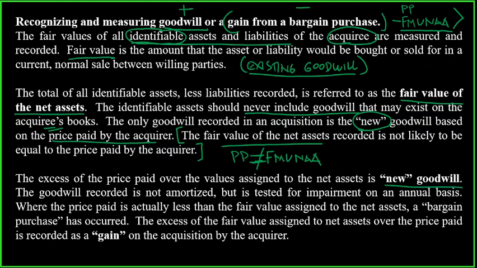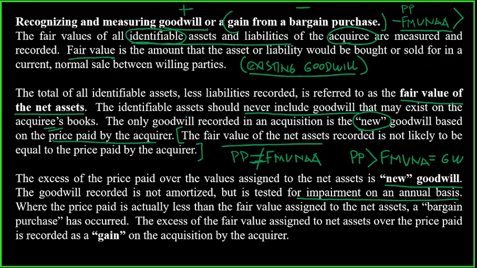Okay, so again, let's try to understand that, no? The excess, ibig sabihin, if your purchase price is greater than the fair market value of your net assets, you will have a goodwill. What's the goodwill? That will be the excess of your purchase price. Goodwill recorded is not amortized but is tested for impairment on an annual basis. We have a separate standard for impairment.